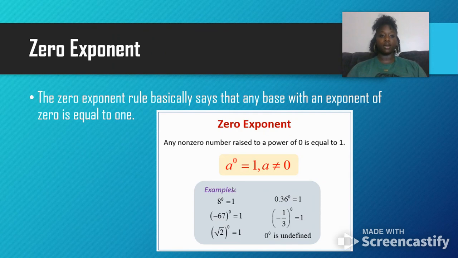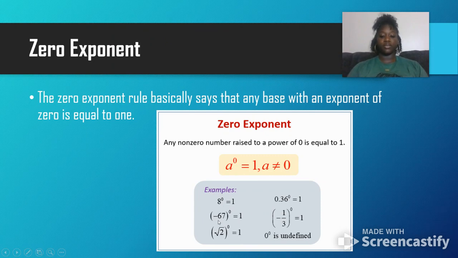The first thing we will be talking about is the zero exponent. The zero exponent rule basically says that any base with an exponent of 0 is equal to 1. As you can see in the examples, 8 to the 0 power equals 1, because 8 divided by 8 equals 1.